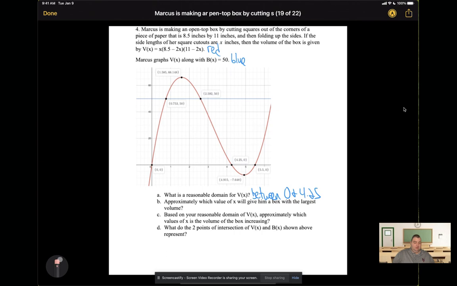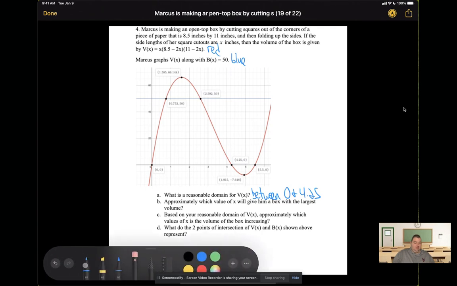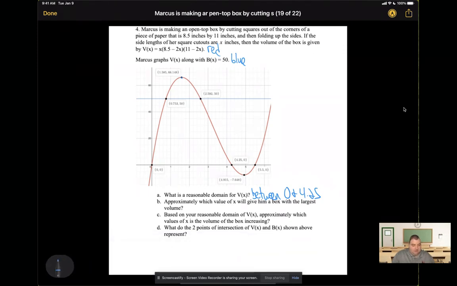Okay. Part B. Approximately what value of x will give him a box with the largest volume? So the largest volume is going to be up here. What x value will give you the largest volume? That's going to be x equals 1.585.